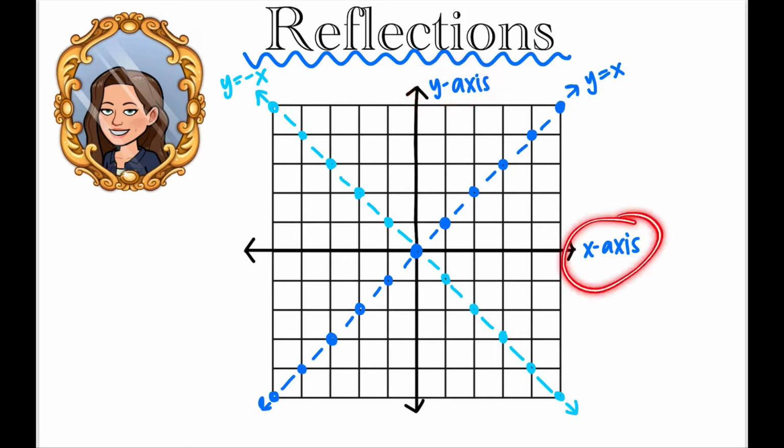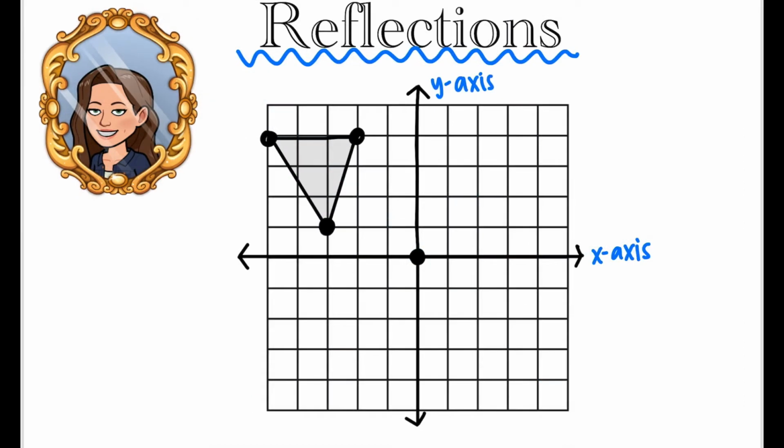So these four lines, the y-axis, the x-axis, the line y equals x, and the line y equals negative x, are the four lines that are most often used when you're reflecting a figure. I've got this triangle here, and if I want to reflect this over the y-axis, that simply means that each point is going to be flipped to the other side of the y-axis. So this point, which is (-2, 4), would become the point (2, 4).